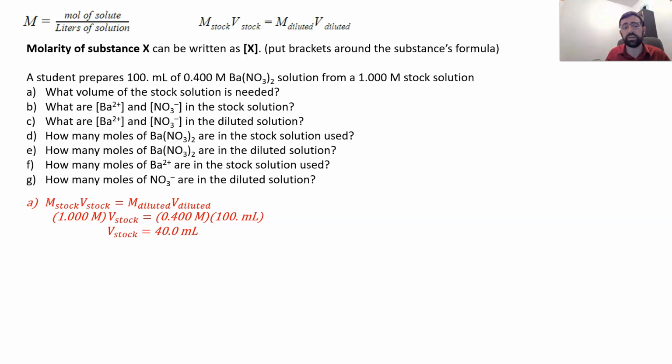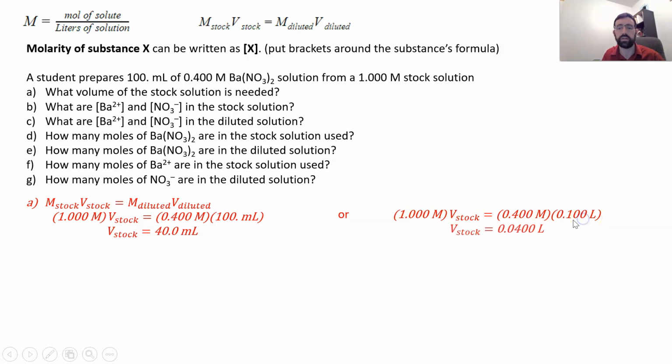Now, if I wanted that in liters, I can do the same thing. I just need to convert the milliliters into liters. So sometimes you want to be able to do that. Don't forget to convert to liters. We just divide the milliliters by 1,000. So our problem over here, same numbers. The only difference is this is 0.100 liters instead of 100 milliliters. Multiply and then divide by 1. You end up with 0.0400 liters.